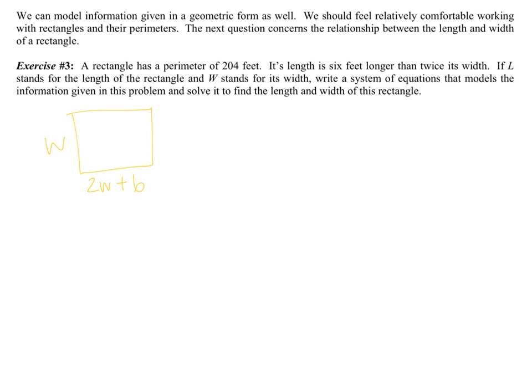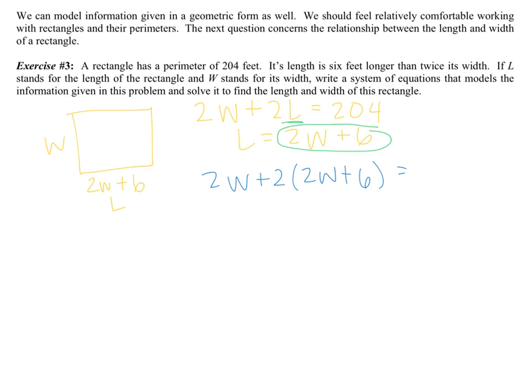And we have our width. Write the system of equations that models the information given in the problem and solve it. Because this is the same thing as our length, right? So we have a system where 2 times width plus 2 times length is 204. But we also know that the length is 2 times the width plus 6. So we're going to have to use substitution for this one. We're going to substitute 2w plus 6 in for this L. So 2w plus 2 times 2w plus 6 equals 204.